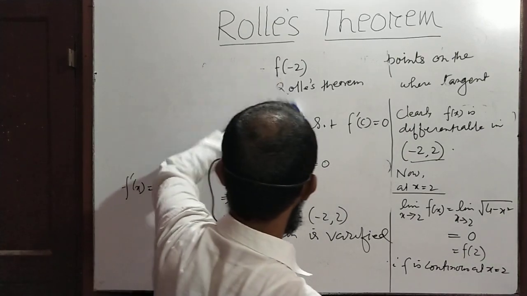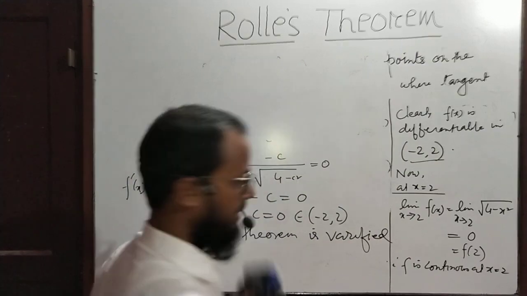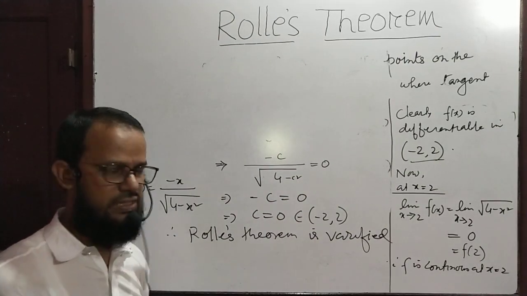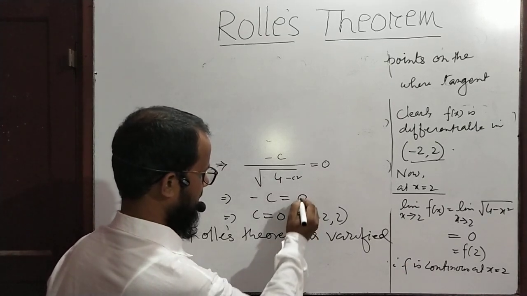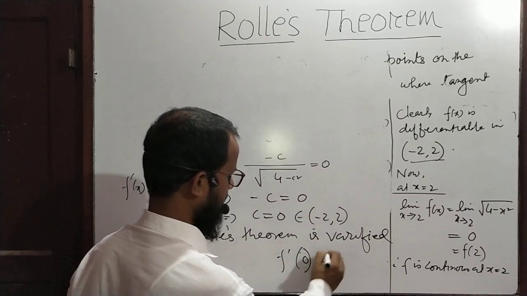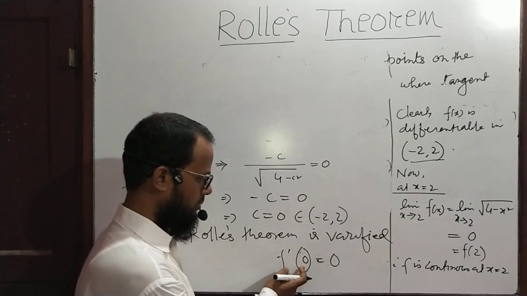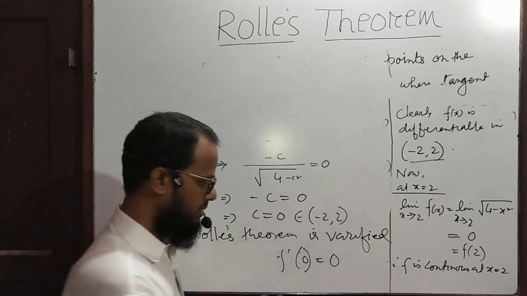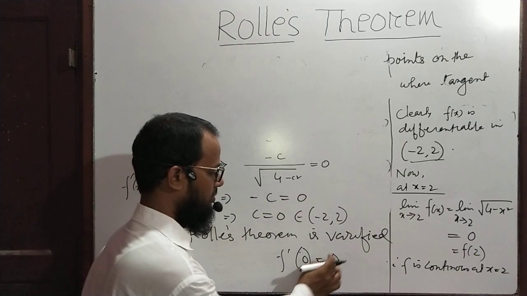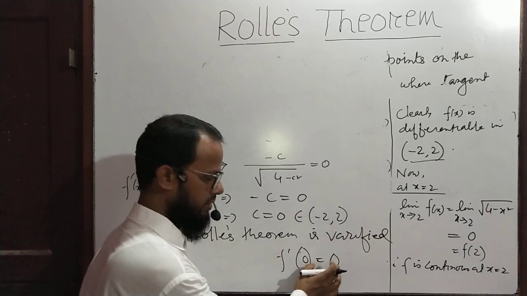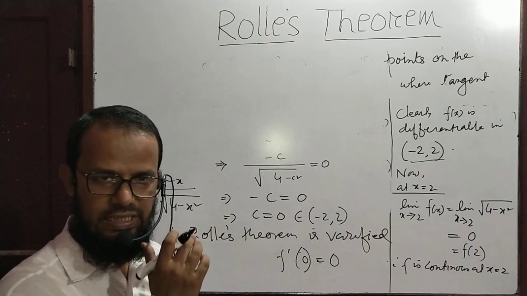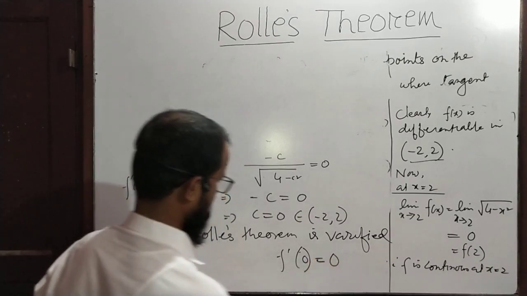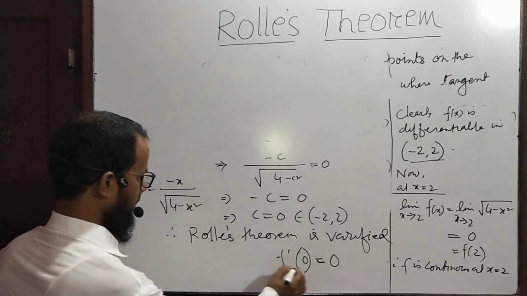Now our aim is to show at what point on the curve the tangent is parallel to the x-axis. f dash c equal to 0 means, with c equal to 0, f dash 0 equals 0. That means at x equals 0, the slope of the tangent is 0. We know the slope of the x-axis is 0. Both are the same. So at x equals 0, the tangent is parallel to the x-axis.